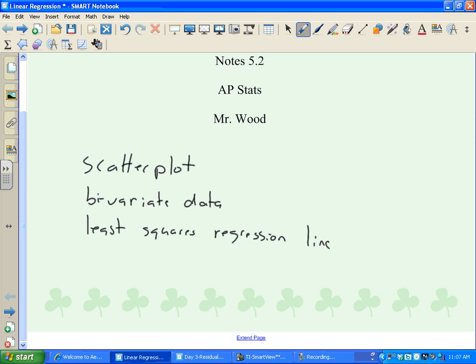We also learned how to input this data into our calculator and graph the line from our calcs. The other thing that we talked about on Wednesday was the R value, and that is the Pearson correlation coefficient.